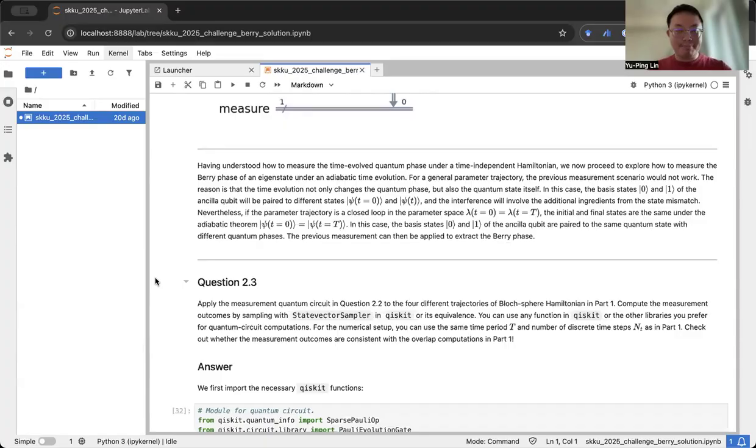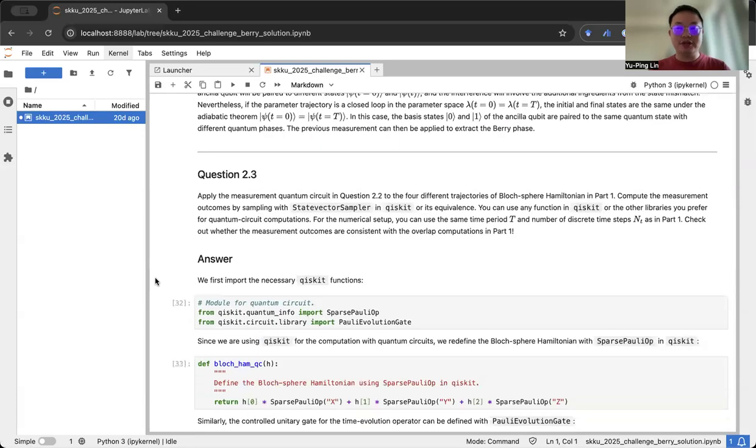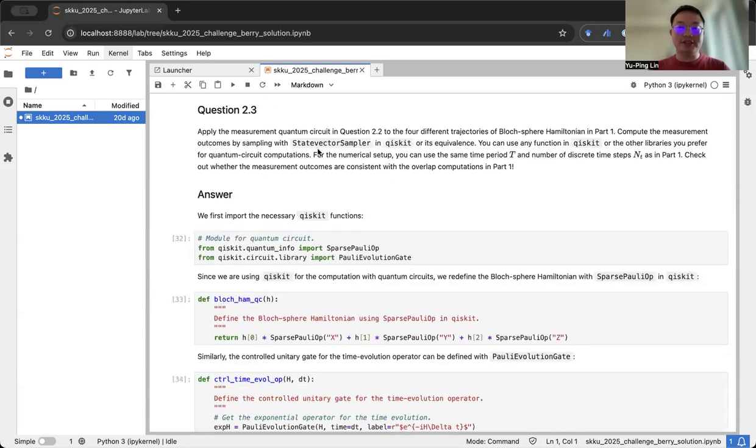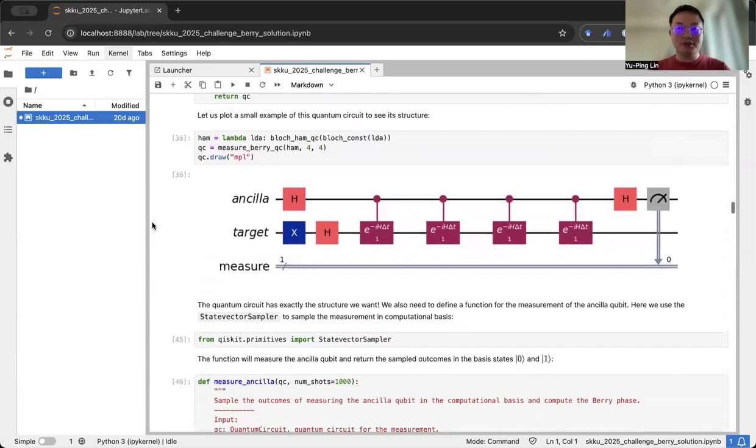Yeah, so we have learned how to measure the Berry phase with the addition of an ancilla qubit. Next, we want to apply this to the Bloch sphere Hamiltonian we studied in part 1. So here we will use the state vector sampler in Qiskit to do the measurement. And the quantum circuit is pretty straightforward. As shown previously, we use the Hadamard gate to prepare the ancilla qubit, and we use some single qubit gates to prepare the initial ground state of the initial Hamiltonian.